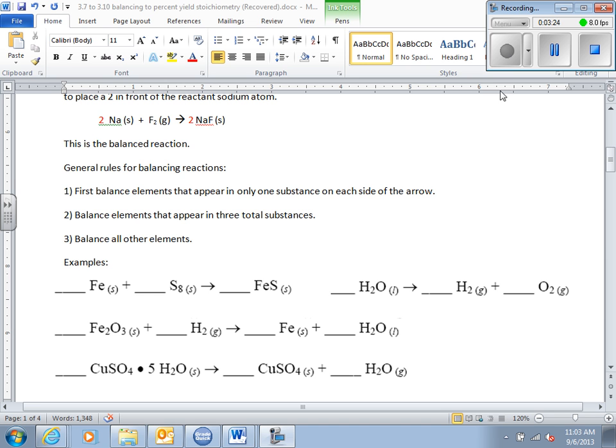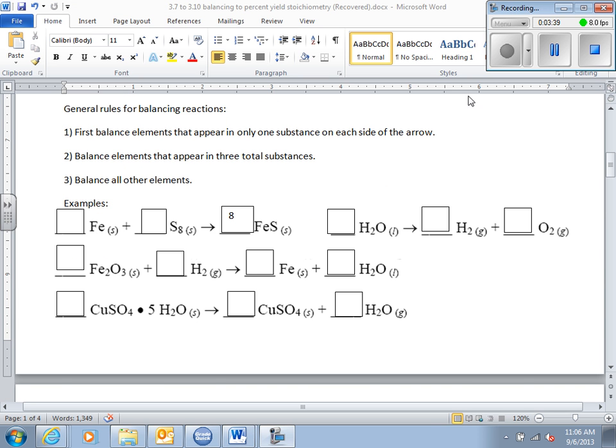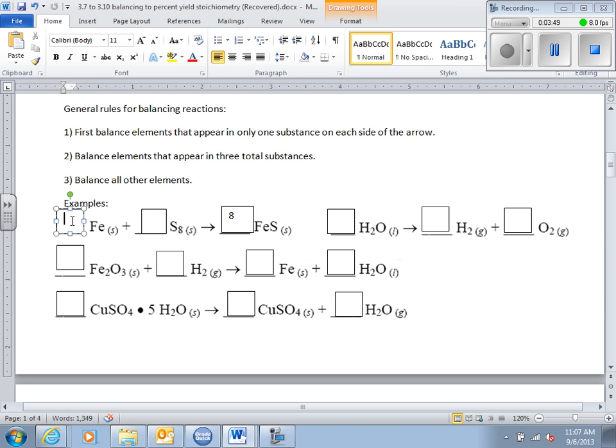Okay. I will do some of the first ones with you. So you look at this and notice there's 8 sulfurs here and only 1 here. So what do you need to do? What are we going to put? We're going to put an 8 in front of here, because there's 8 S's and 8 S's. Now notice the Fe's. So what do I need to put over here? An 8. And this would just be a 1. And that one is now balanced.